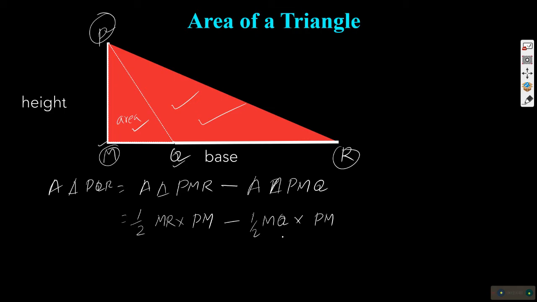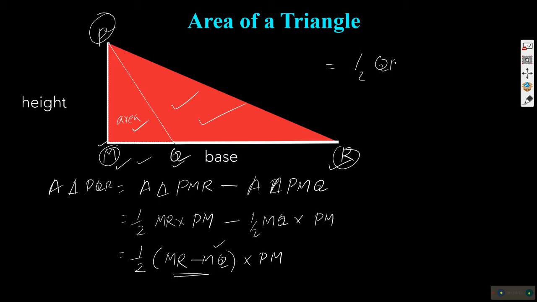Correct? Again we can rearrange it as half into the length of MR minus MQ, into PM. PM is common. Look at this particular statement. MR is a whole length, minus MQ. So naturally QR became the base. So I can write it as half into the length of QR, into PM.